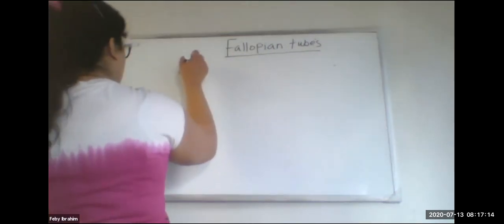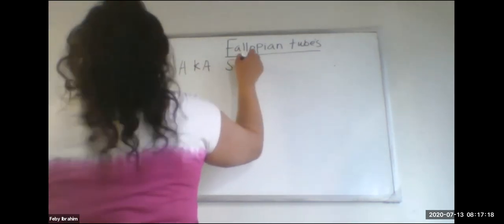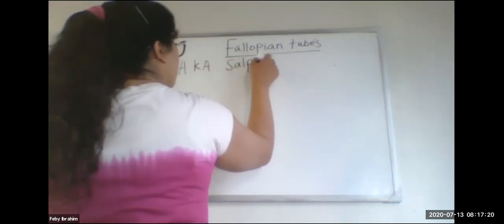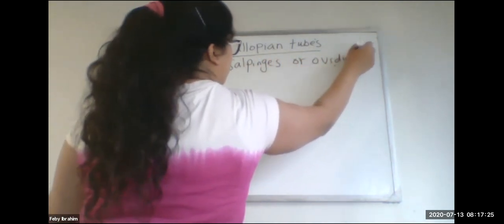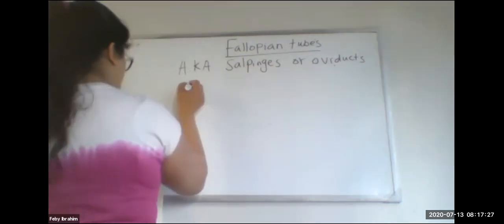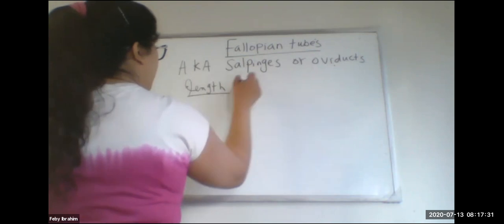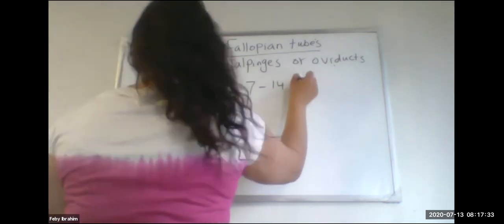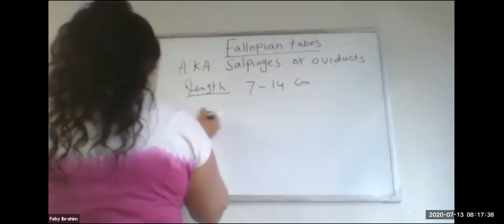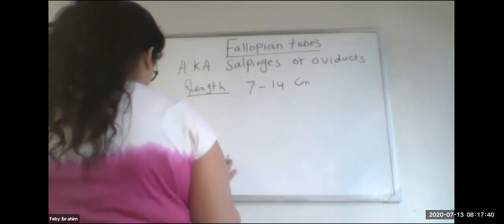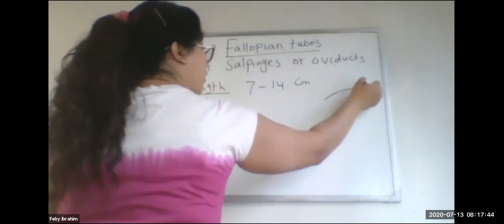Fallopian tubes, also known as salpinx or oviducts, have a length of 7 to 14 cm, and they're divided into 4 parts. So if this is like the fundus here.